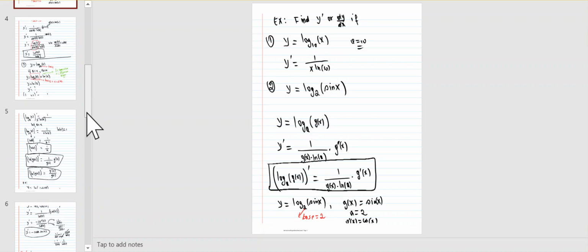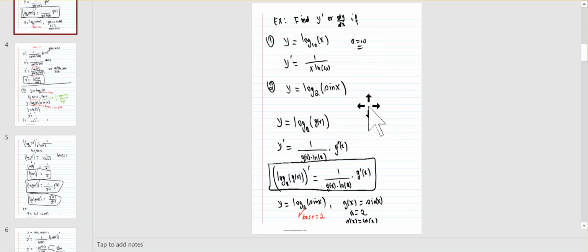So next we do some examples. For example, if you are given y equals log base 10 of x, and you want to find the derivative, the derivative is going to be 1 over x times ln of 10, because the base a is 10.